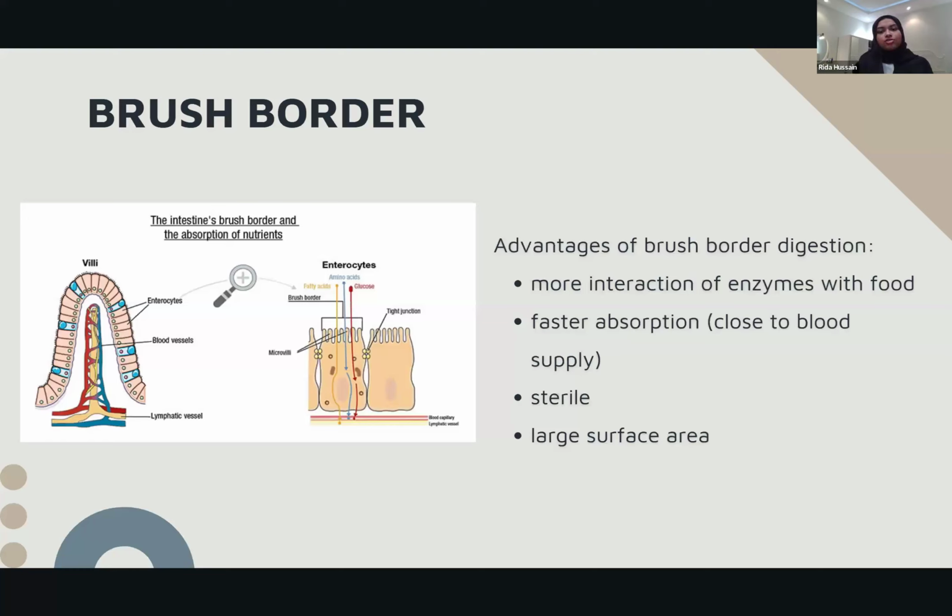So the advantages of a brush border would be that there is more interaction of the enzymes, so more digestion occurs over here. There is faster absorption. This is because the surface area is increased due to the microvilli being present. Lastly, it is also sterile.